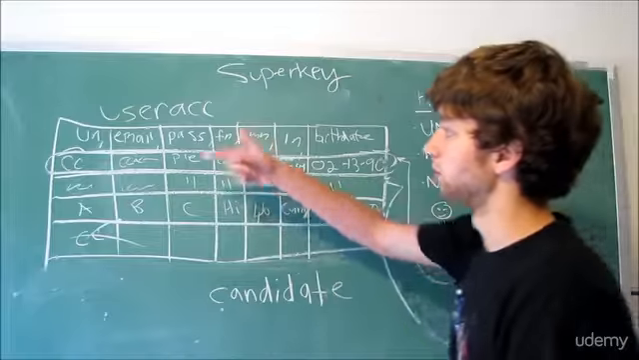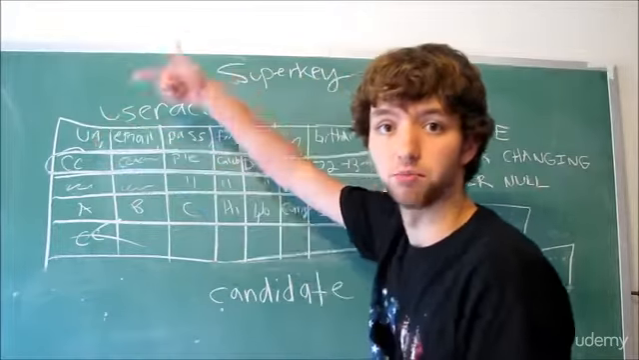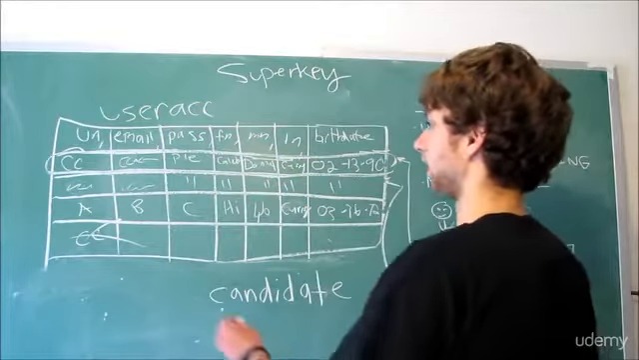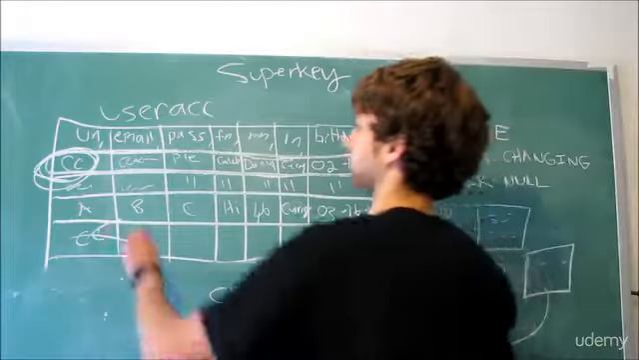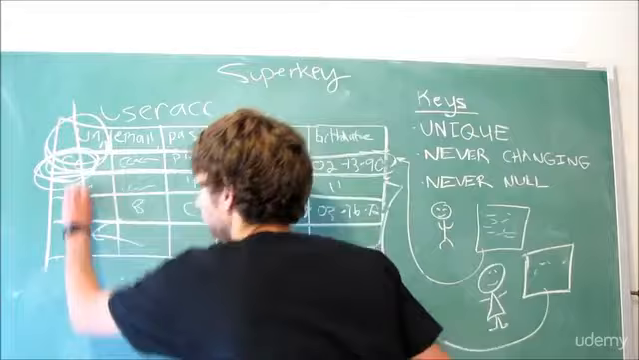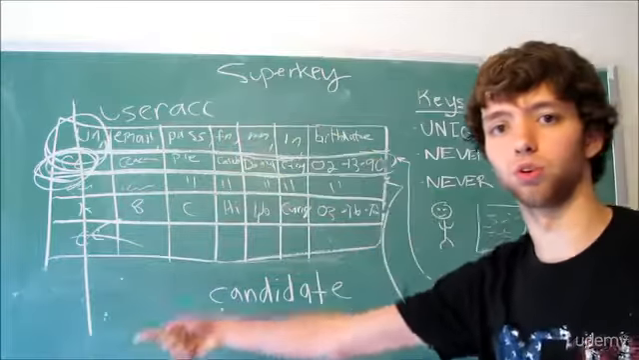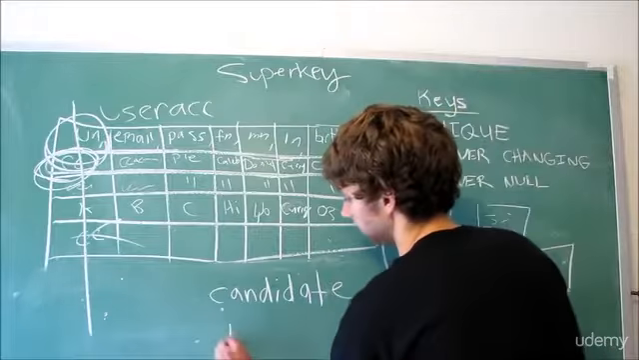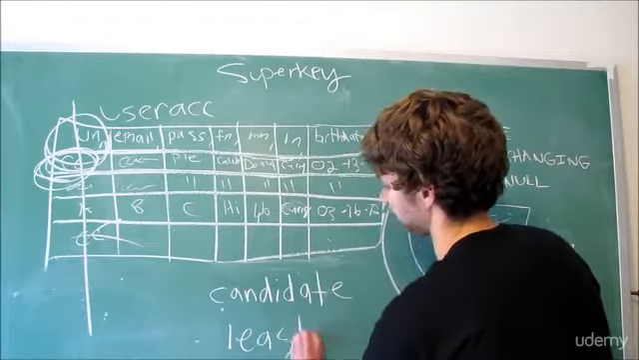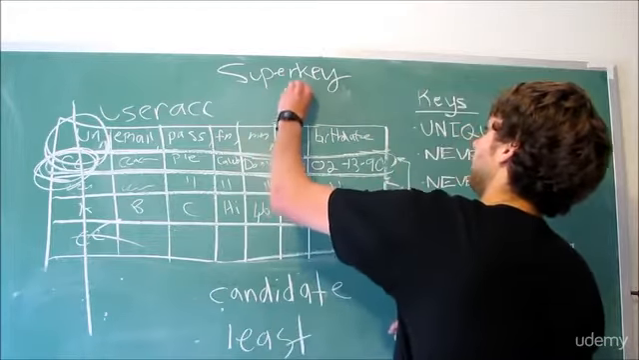In this example, the username is enough to make it unique. So we can take the candidate key and have it be just the username, or I guess we could circle the column, because all throughout the rows are going to be unique. So the candidate is least, and superkey is any.